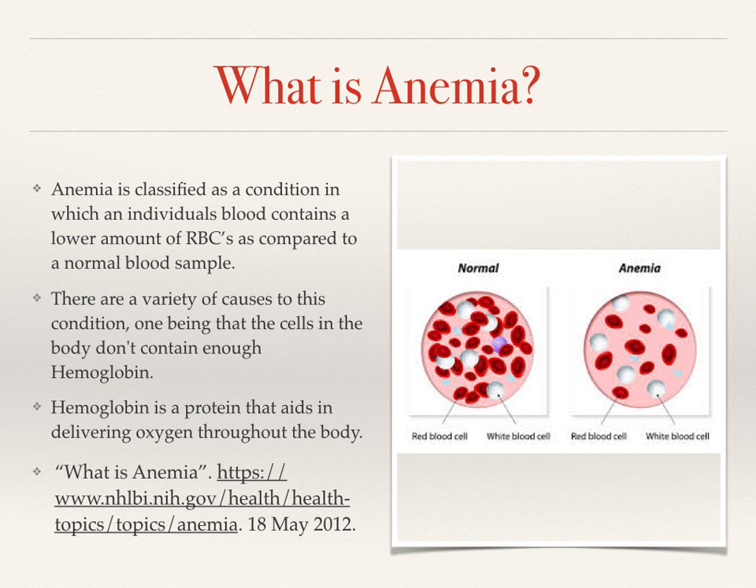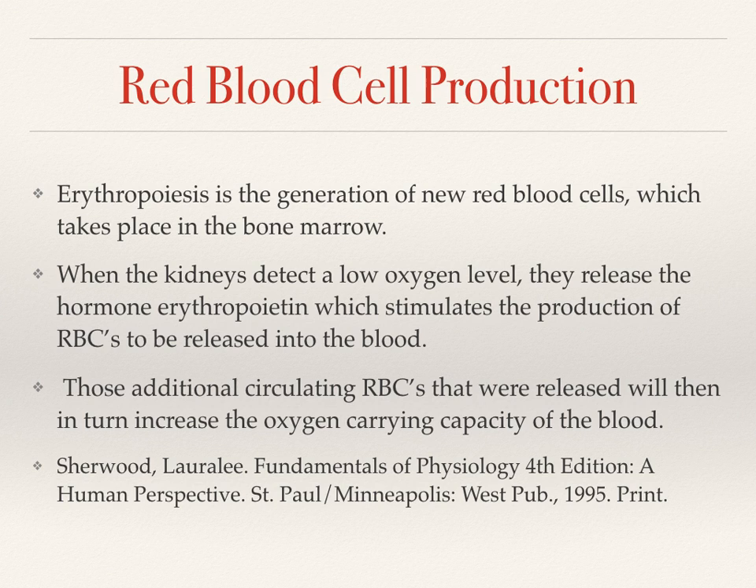So if there's a deficiency in hemoglobin, then that would result in not enough oxygen getting delivered to the tissues because there aren't enough hemoglobin molecules for that to bind to, resulting in a type of anemia known as renal anemia. Now I wanted to talk about erythropoiesis, how it takes place and how it can affect an individual.